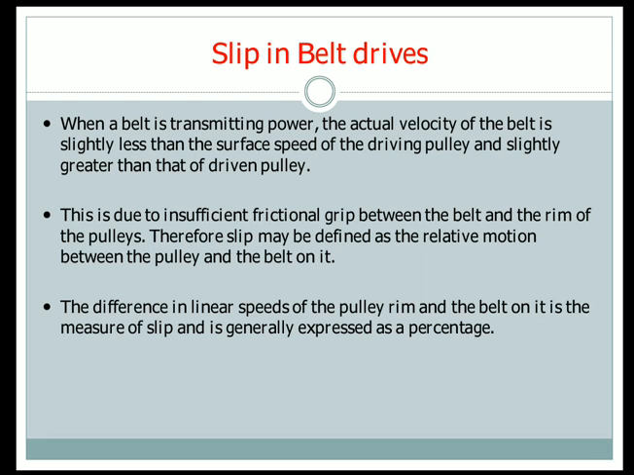In this condition, there exists some relative motion between the driver pulley and the belt. This is due to insufficient frictional grip between the belt and the rim. If there is insufficient frictional grip, then relative motion takes place between the driver pulley and the belt. This relative motion is termed as slip. The difference in linear speeds of pulley and belt is measured in terms of slip and is generally expressed as a percentage. We shall see this while solving problems.